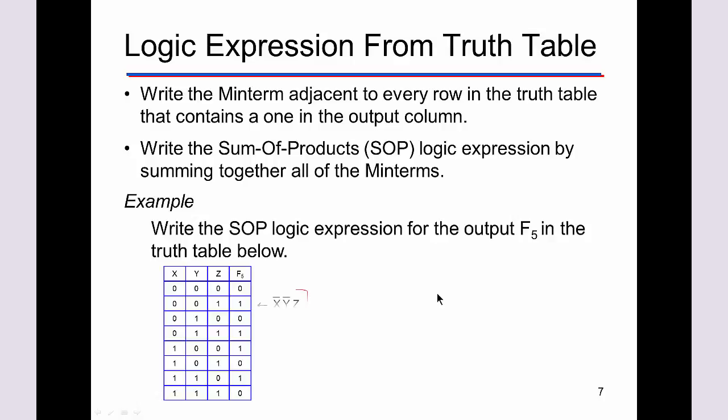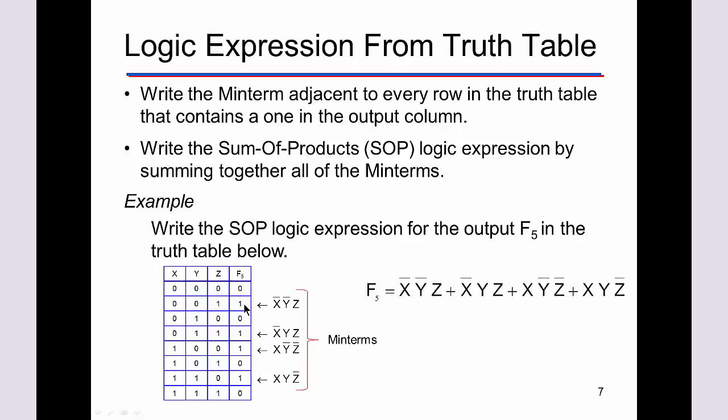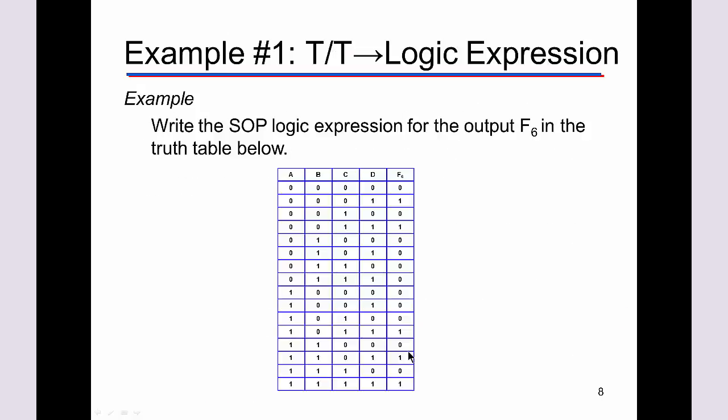Let's try an example. For this truth table, we're going to look first for the first 1 in the output column at 0, 0, 1. x naught, y naught, z is our first min term. Our next one is x naught, y, z. Next min term, x, y naught, z naught. Next min term, x, y, z naught. We OR together, we sum together all those min terms to get our output. Remember, this SOP logic expression has 2 sides, an output as well as an input. Be sure you put the complete equation, the complete logic expression down.